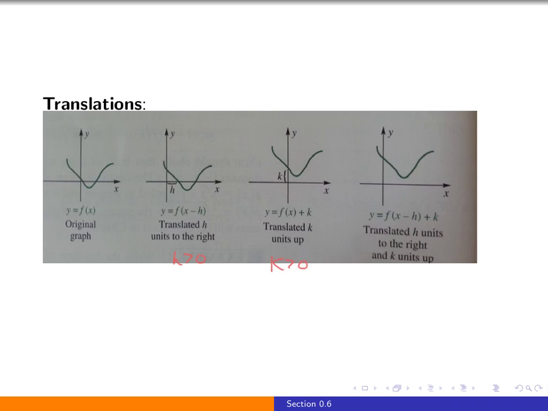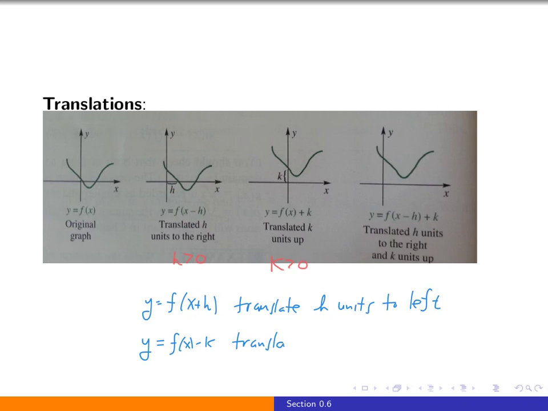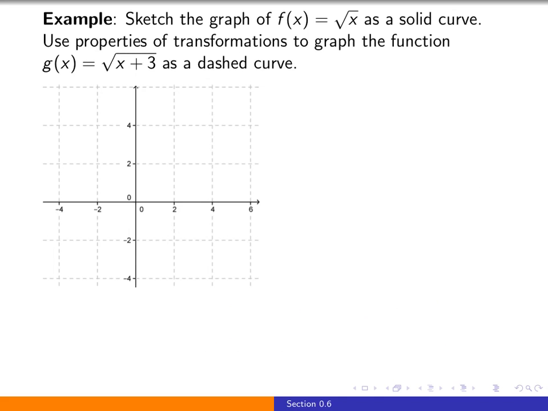And it's certainly worth noting that if you have y equals f of x plus h, this will translate h units to the left. And if you have y equals f of x minus k, this will translate the original graph of f, k units in that downward direction. So let's look at a nice concrete example.